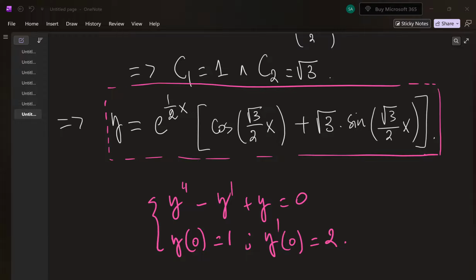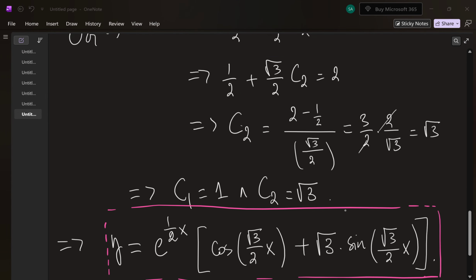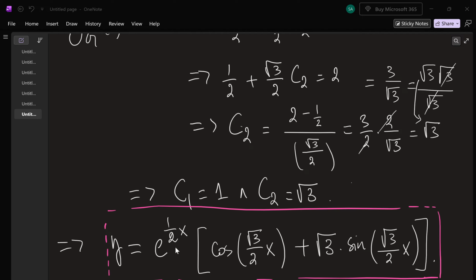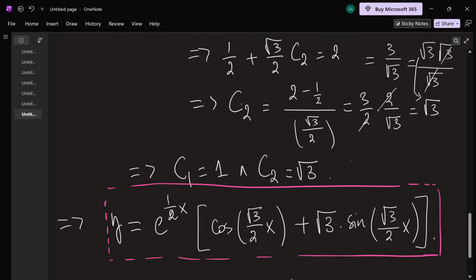C2 should be 3 over 3. So C2 is equal to 3 over the square root of 3, like this. Yeah, but 3 is equal to the square root of 3 times square root of 3. So these two cancel together, what remains is this guy. Okay? No problem now.